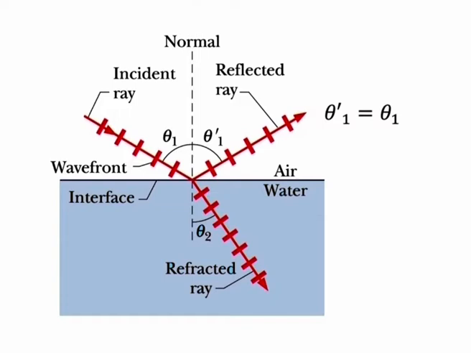Law of refraction: a refracted ray lies in the plane of incidence and has an angle of refraction theta 2 that is related to the angle theta 1 by n2 sine of theta 2 is equal to n1 sine of theta 1. Here, each of the symbols n1 and n2 is a dimensionless constant called the index of refraction, which is associated with the medium involved in the refraction.